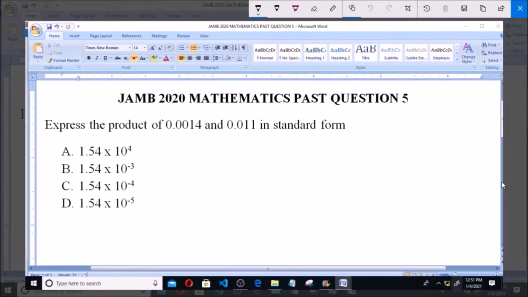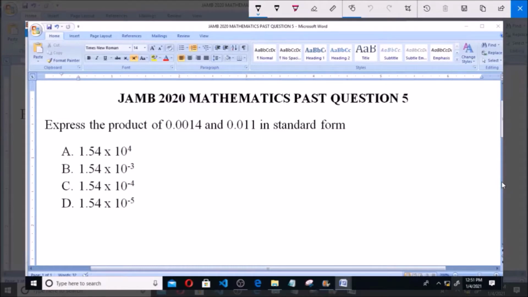Express the product of 0.0014 and 0.011 in standard form. So we have to express their product in standard form. Now, standard form is just a simple way in mathematics in which very small numbers or very large numbers are expressed in a simple form.